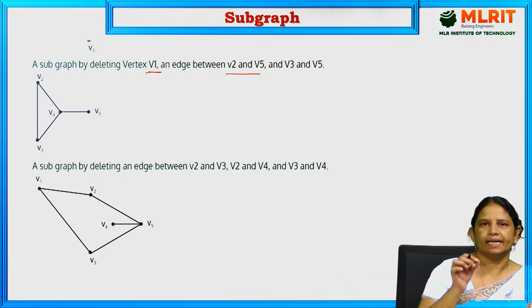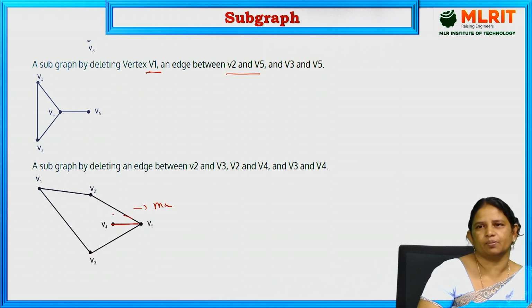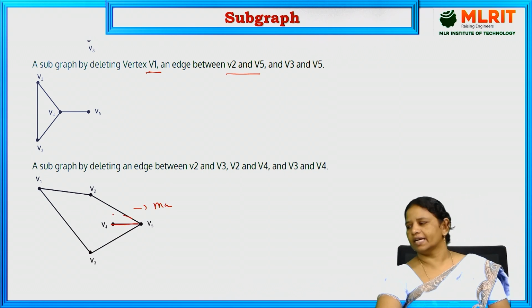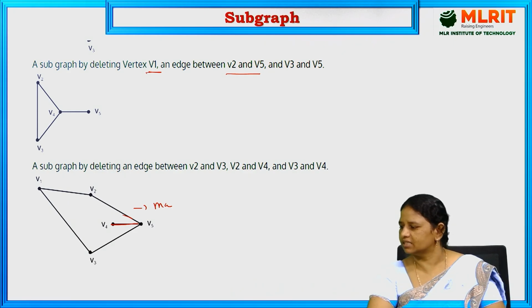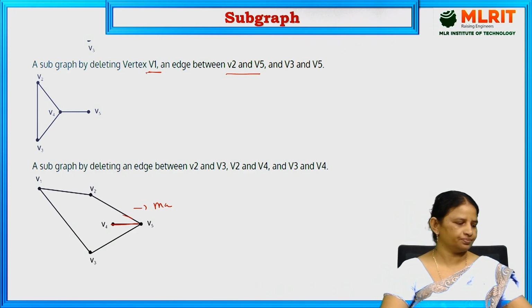It contains some vertices. These vertices are present in the main graph. These edges are also present in the main graph. But not all the edges and all the vertices. Then we can say that this is called a subgraph.